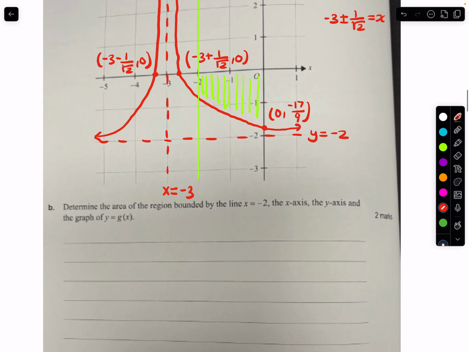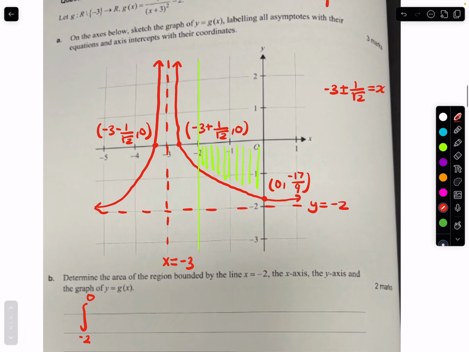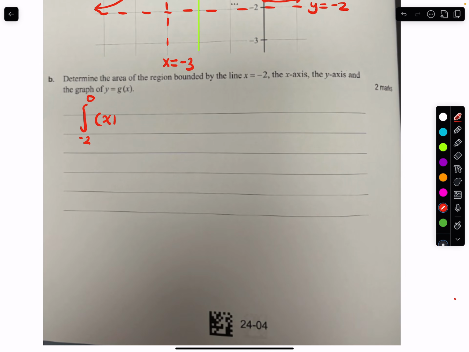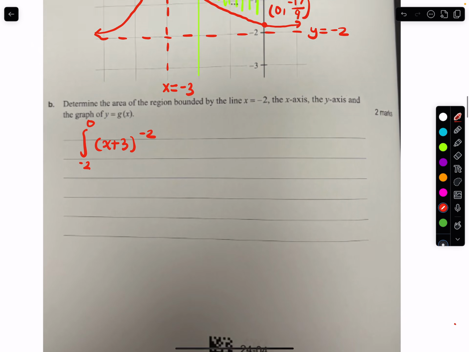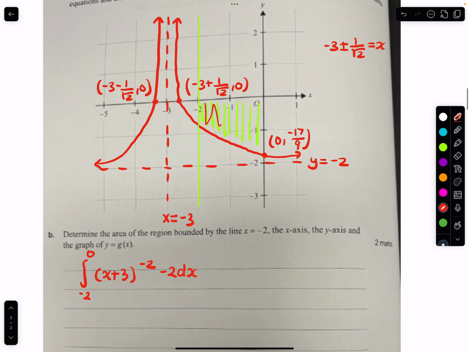So let's write an integral. This is not too bad a part, because it's just the integral from -2 to 0 of g of x. What's g of x? You can write it as just x plus 3 to the power of -2, dx. Now be careful. This will give me a negative area. Remember, it's below, so I have to put a negative in front of it.